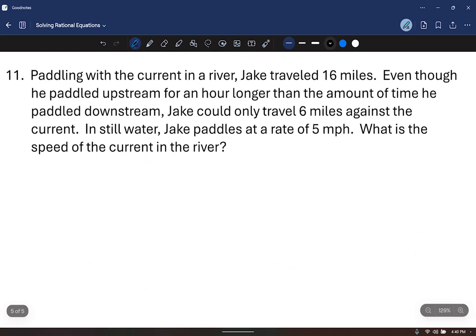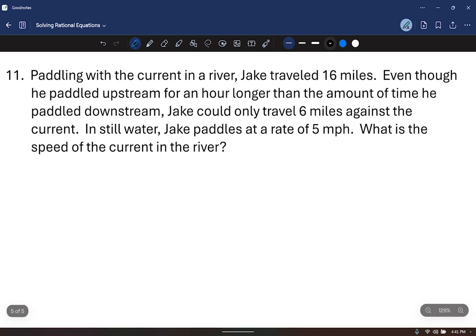Paddling with the current in a river, Jake traveled 16 miles. Even though he paddled upstream for an hour longer than the amount of time he paddled downstream, Jake could only travel 6 miles against the current. In still water, Jake paddles at a rate of 5 miles per hour. What is the speed of the current in the river? So when you're traveling with the current, you'll be going faster. When you're traveling against the current or upstream, you'll be traveling slower than you would be in still water.